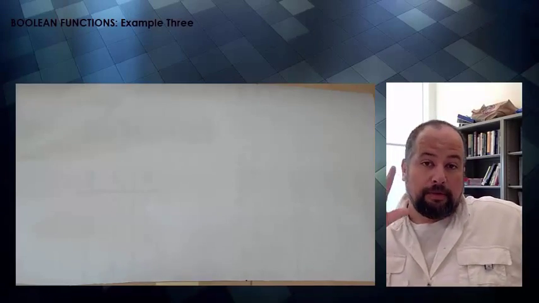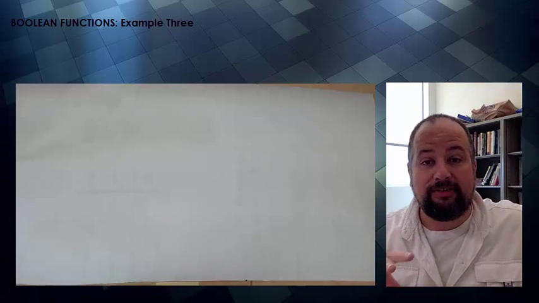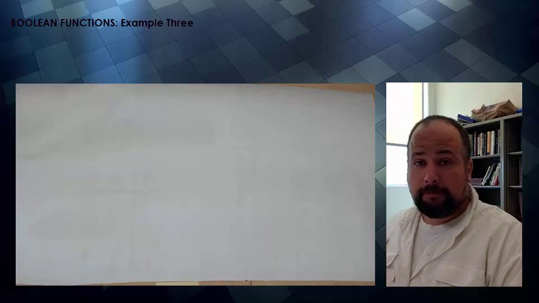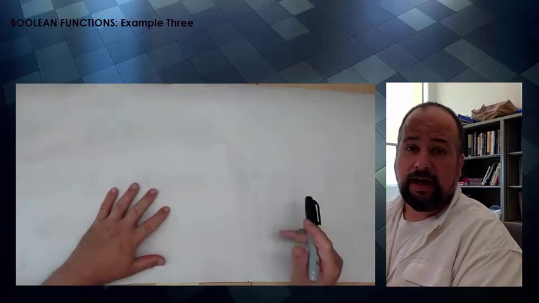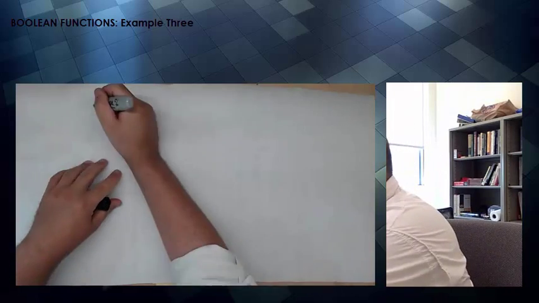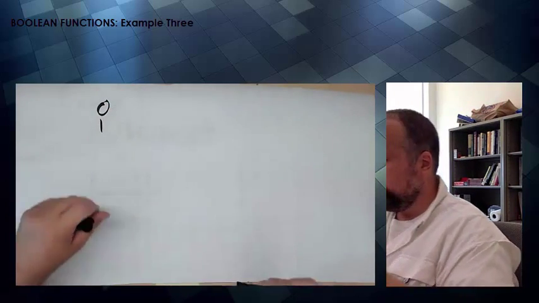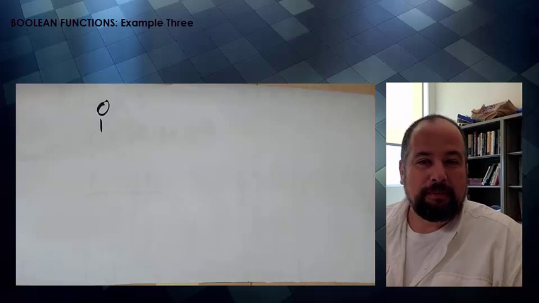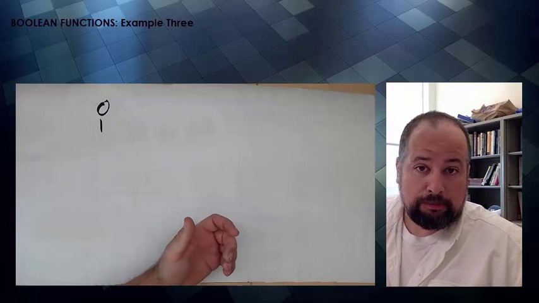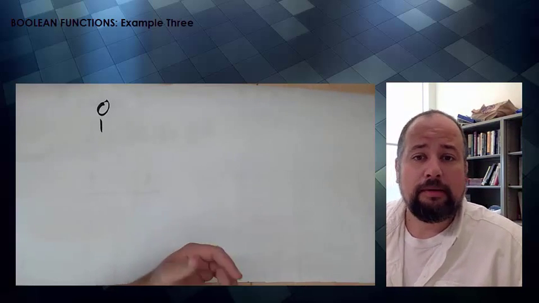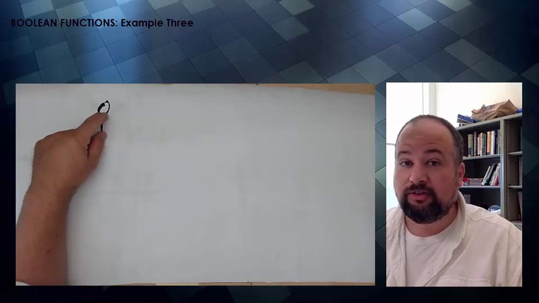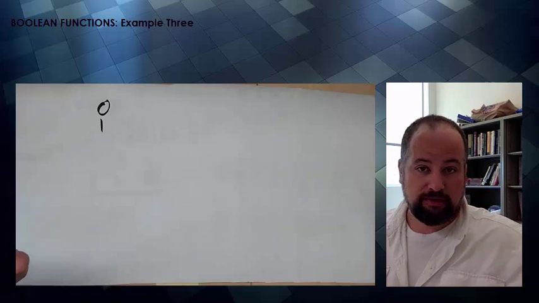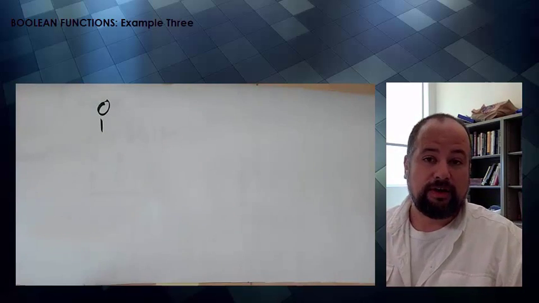Okay, so in example 3, we're talking about our most basic functions, right? The most basic function is a constant. We have two constants, 0 and 1, right? We don't even think of them as a function. From a mathematical perspective, we have to call it a function. But it just is, right? 0 is 0, 1 is 1. Those are our most basic functions, our two constant functions.